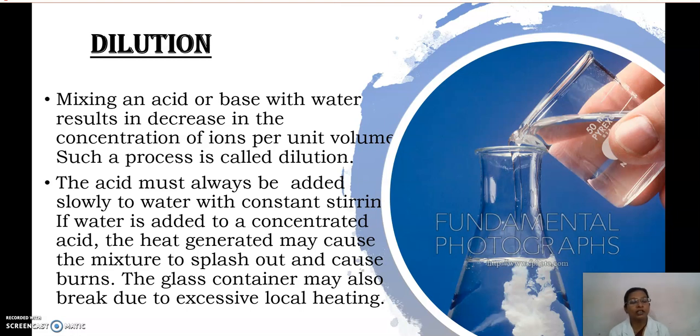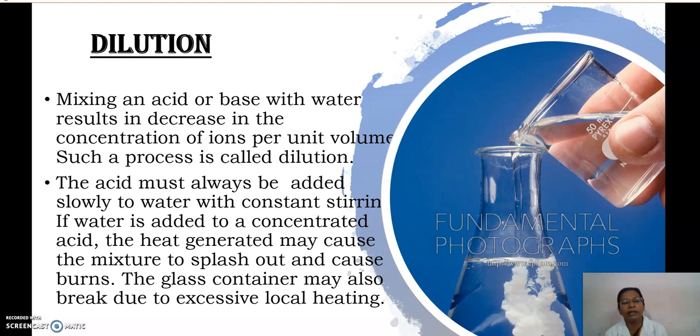The concentration of H plus ions. In all acids, H plus ions are there. So the concentration of H plus ions is decreasing per unit volume. In the concentrated acid, the number of ions will be more. But when you are diluting, when you are adding water into the concentrated solution, the number of ions per unit volume is decreased.